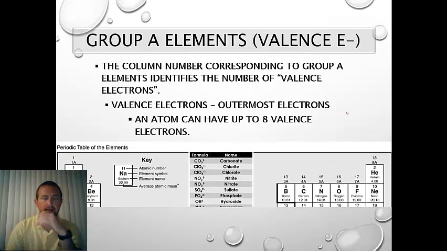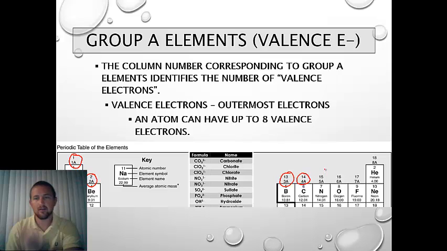When we take a look at the periodic table a little bit closer, how many valence electrons do different elements have? Well, elements in group 1A have 1 valence electron. Elements in group 2A have 2 valence electrons. Elements in group 3A have 3 valence electrons.